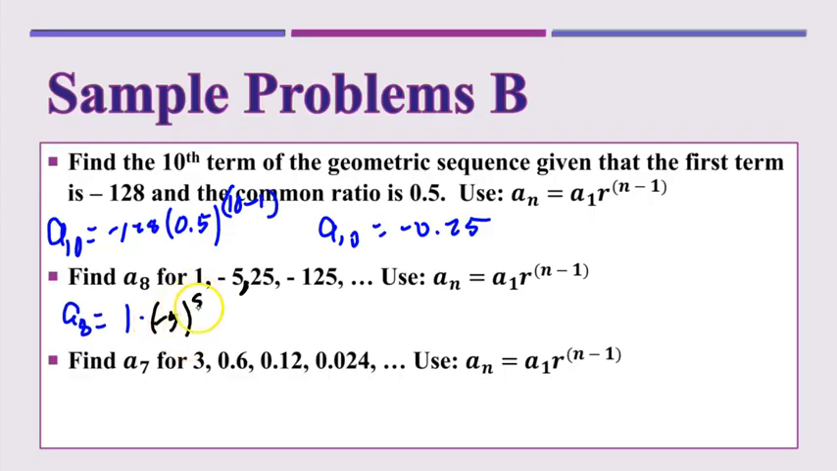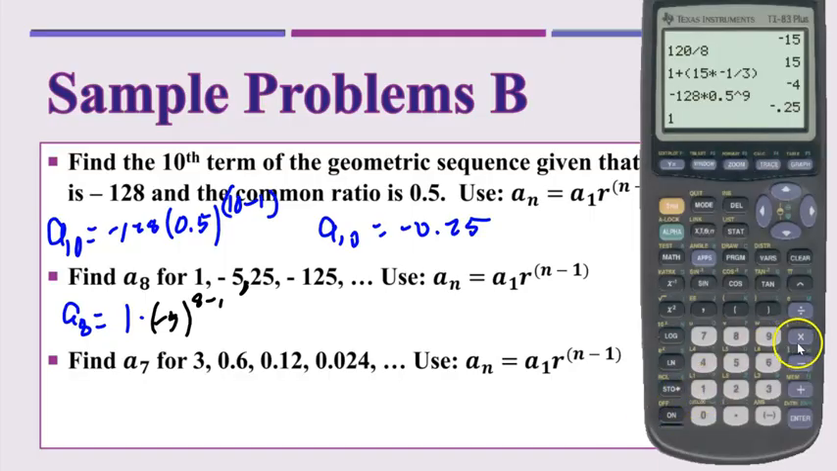And then I would have 8 minus 1. So on our calculators, we would have 1 times parentheses negative 5 raised to the 7th power. And that's going to give us 78,125.